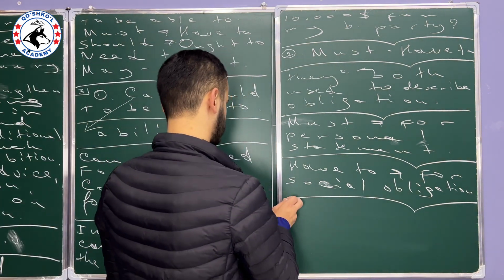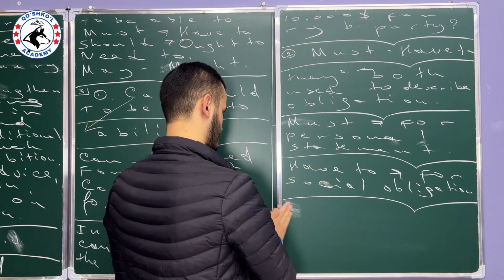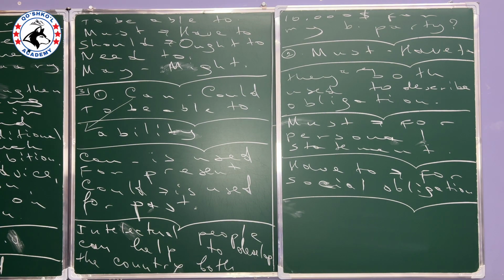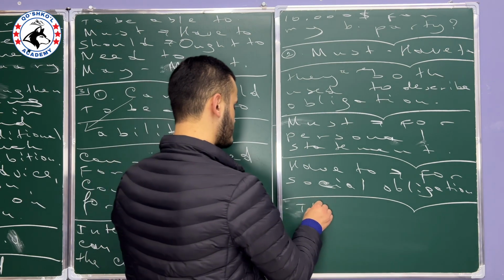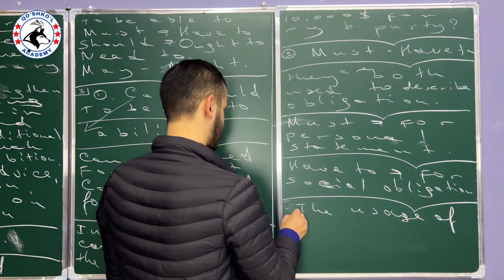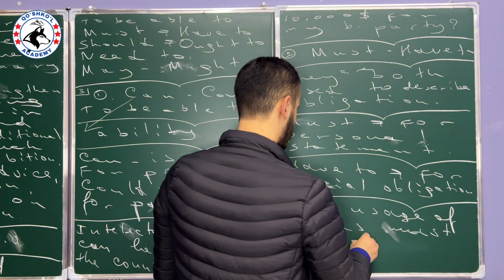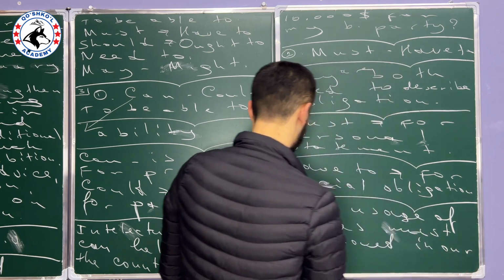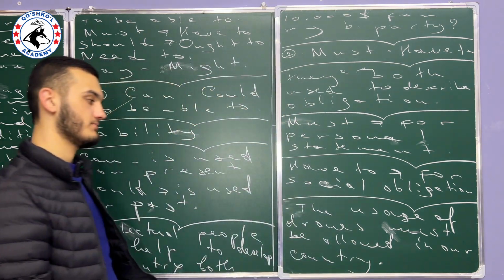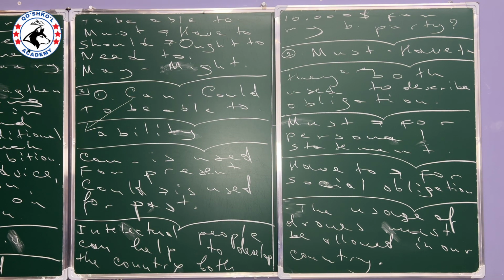For instance, the usage of drones must be allowed in our country. This is my personal statement, that I think it's right to permit the usage of drones because they can be used to take videos or stunning pictures, especially in mountainous areas or in some cities from high altitude, and they have other benefits also.